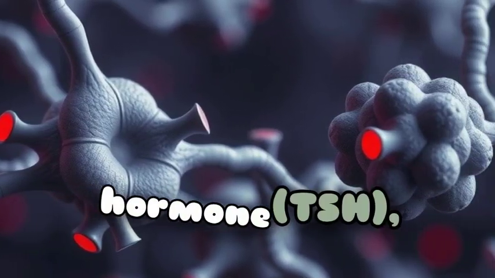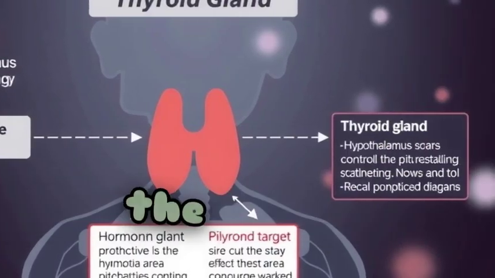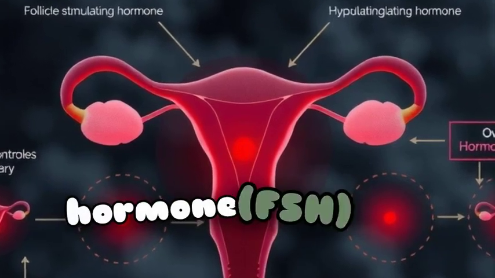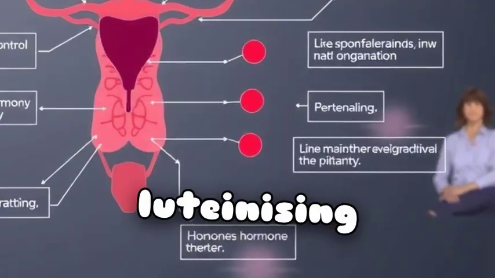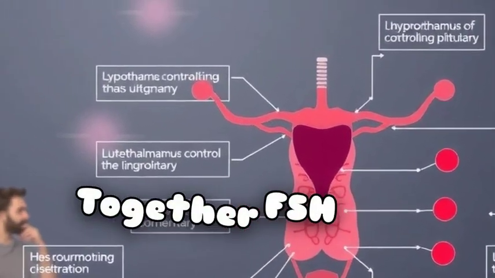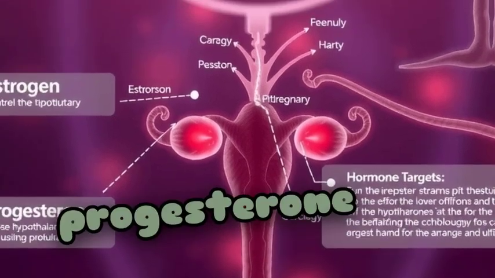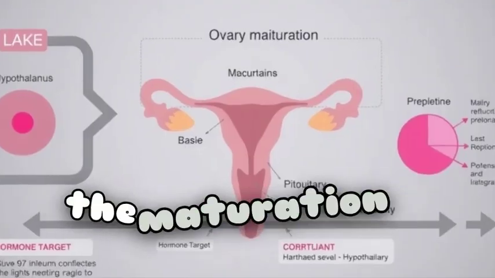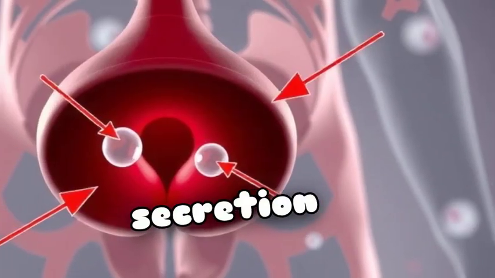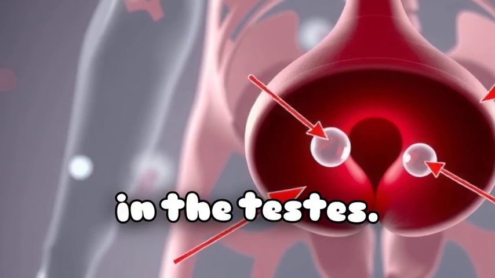Thyroid-stimulating hormone, TSH, controls secretions and other activities of the thyroid gland. Follicle-stimulating hormone, FSH, and luteinizing hormone, LH. Together, FSH and LH stimulate the secretion of estrogen and progesterone, and the maturation of oocytes in the ovaries, and the secretion of testosterone and sperm production in the testes.